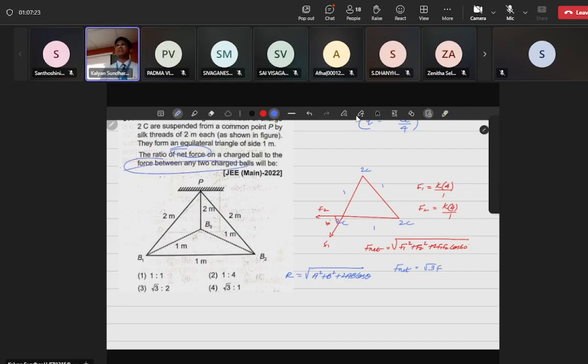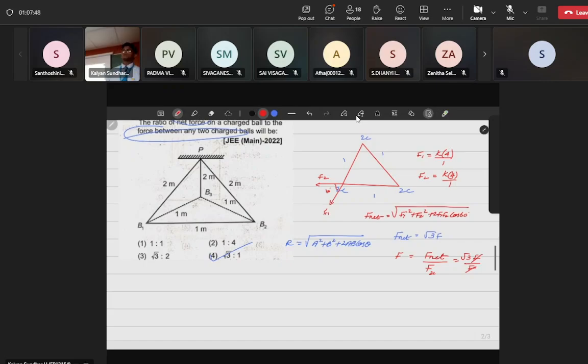Next, the force between any two charges. இதான் force between any two charges. அப்ப root 3 F divided by F, answer will be root 3. So F net by force between any two charges is root 3 F by F, so root 3 is to 1 is the answer.